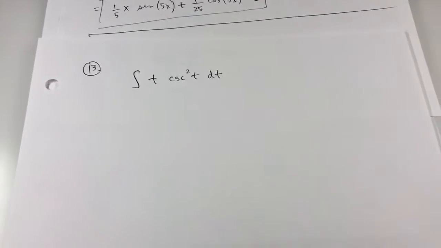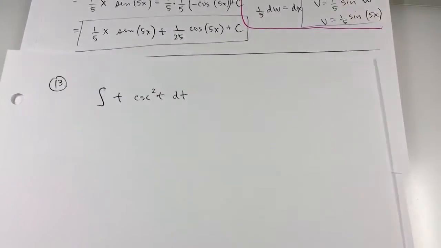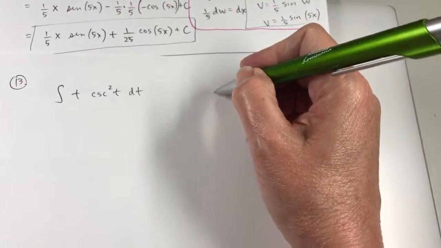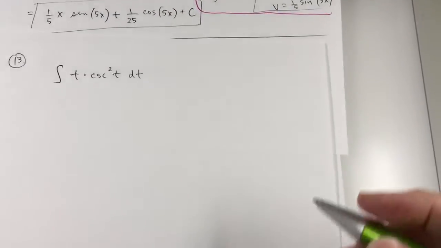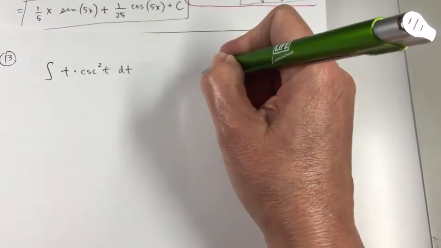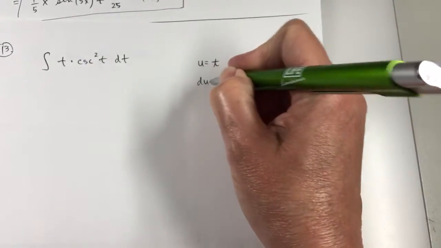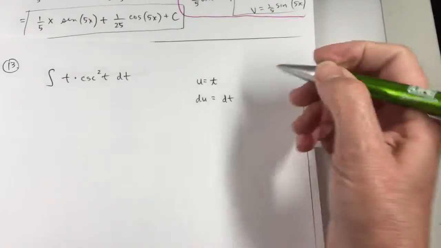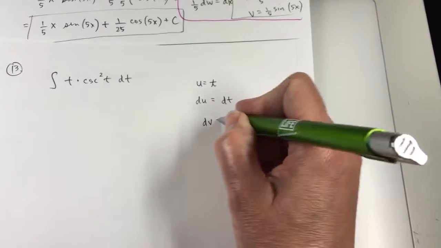Okay, so here's problem number 13 from page 476. And it's an integration by parts problem. And I'm looking at this and I'm thinking t times cosecant squared t dt. And I'm going to say that u equals t and du equals what? dt. Everything else in the problem is dv.